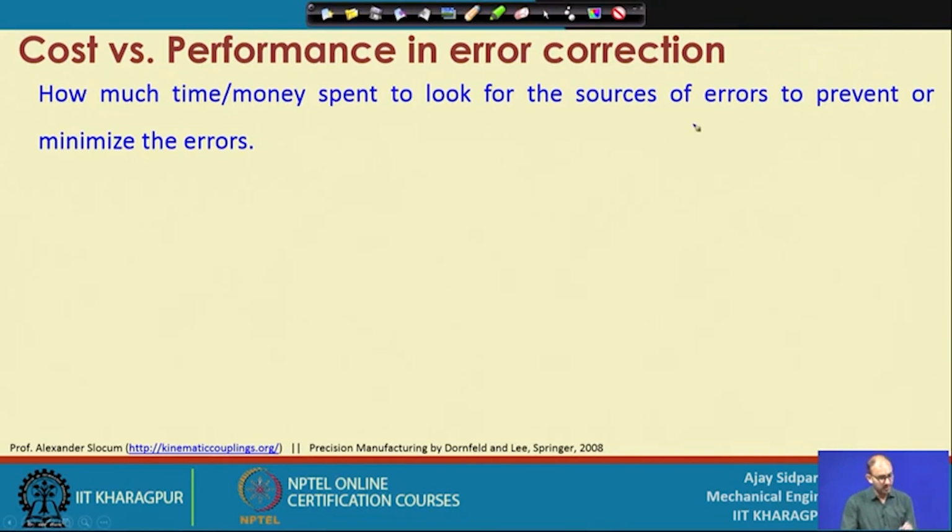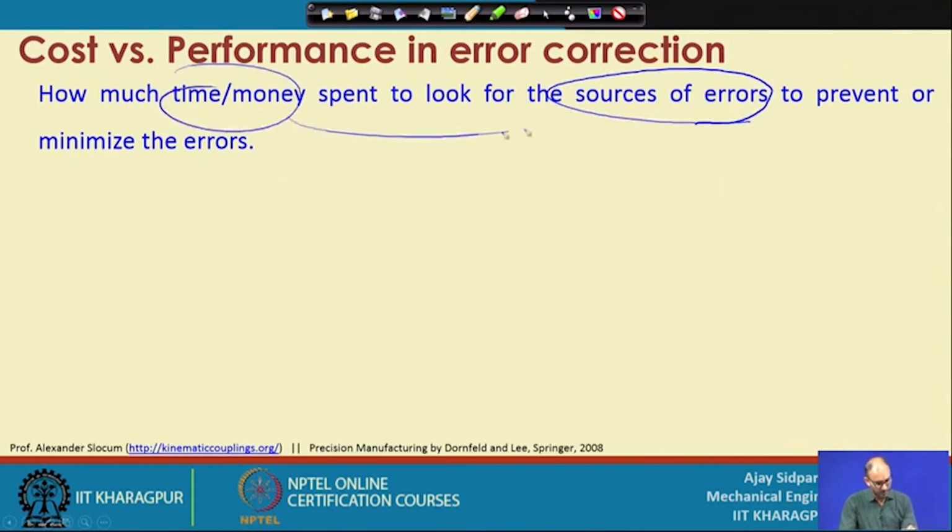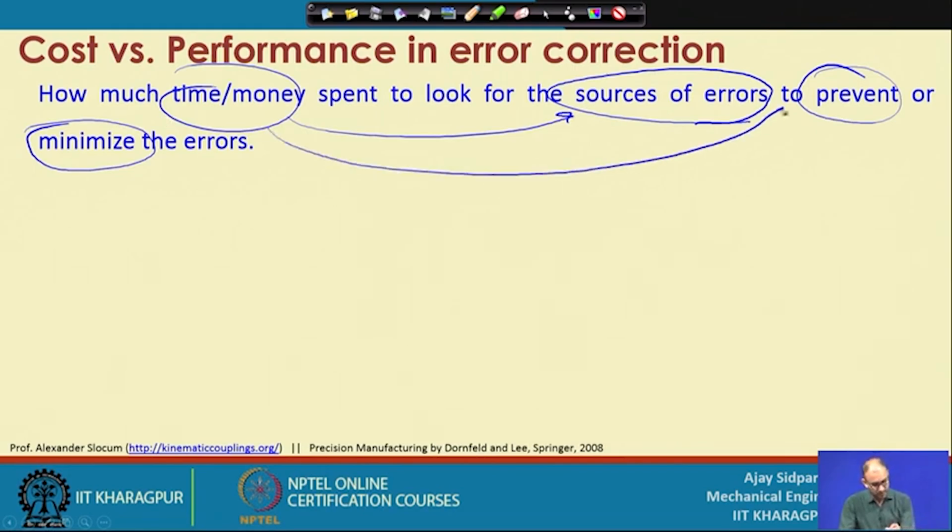First thing, suppose there is an error, you have to find the source of that error. So, you have to spend some time and money just for looking at the source. Once you identify that source location, the next thing is that you have to either prevent that particular error, or if it is very difficult to prevent, you can minimize it. But still, this is the first thing, then again you have to spend money for either preventing that particular error, or minimizing that error.